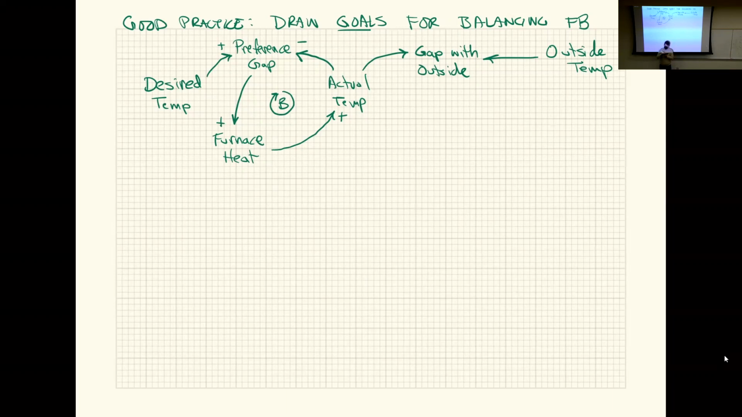So if the actual temperature goes up, then the gap with outside will go up. If the outside temperature goes up, then I'm going to get less heat loss, and so the gap with outside will go down. And then that gap with outside goes into heat loss, and that heat loss goes back to actual temp. So if the gap gets bigger, the heat loss gets bigger. And if the heat loss gets bigger, the actual temperature inside my house gets smaller.